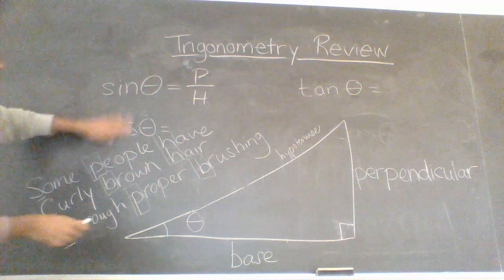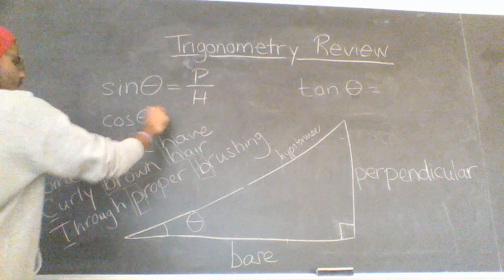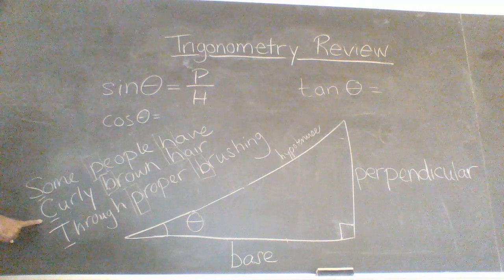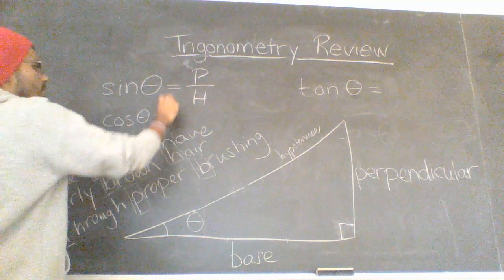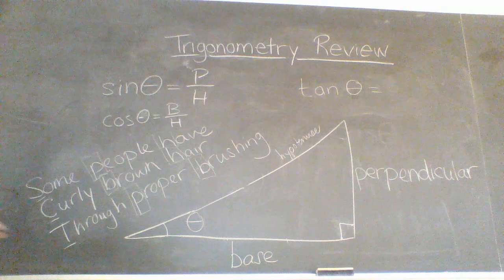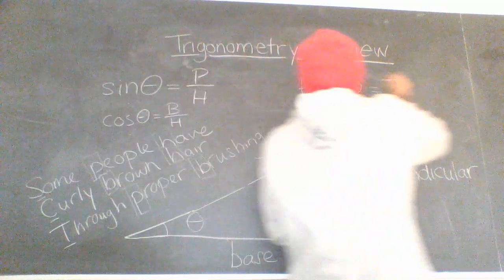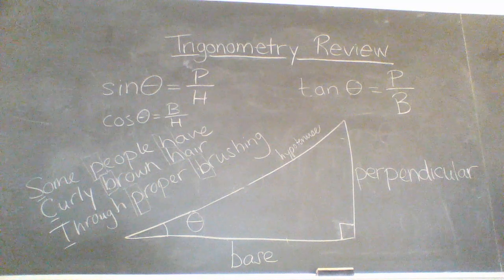And then cosine is very similar. Cosine theta equals C, B, H: curly brown hair. And then the last one, through proper brushing: tangent theta.